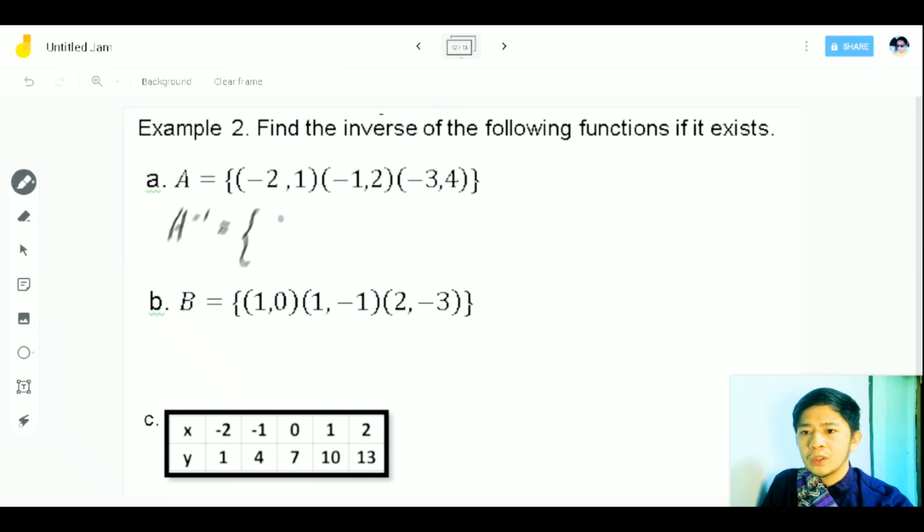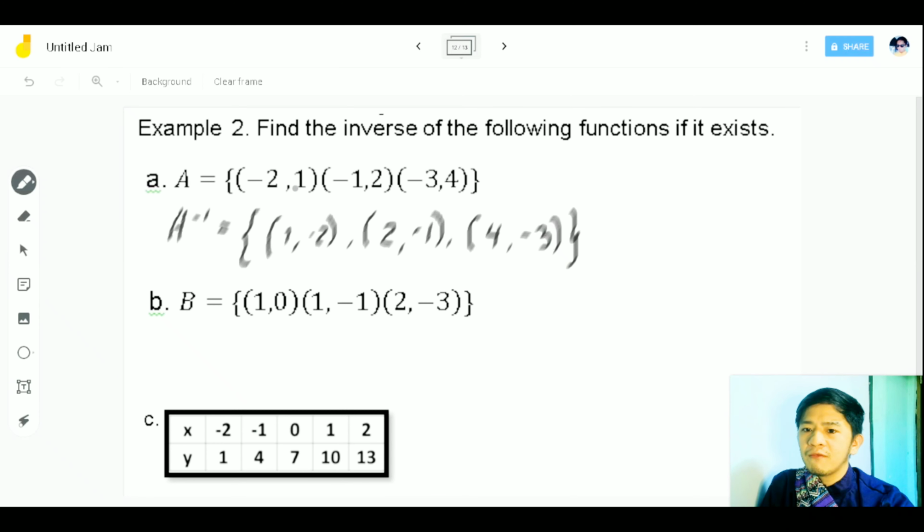So, to find the inverse, the notation will become A inverse equals, so we will just interchange the x and y value. So, as you can see, negative 2 is the x and 1 is your y. Interchange, it will become 1, negative 2, 2, negative 1, and the other, that is 4, negative 3. So this is the inverse of letter A.